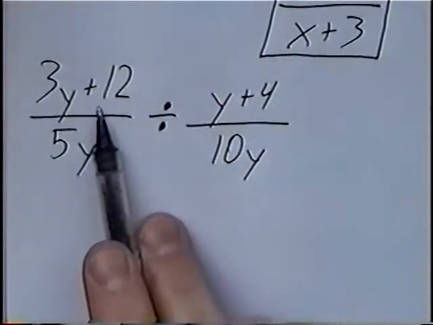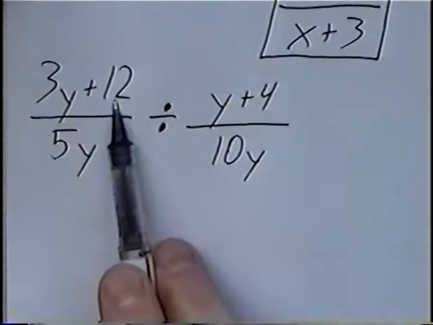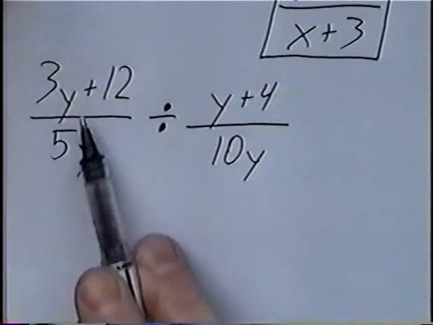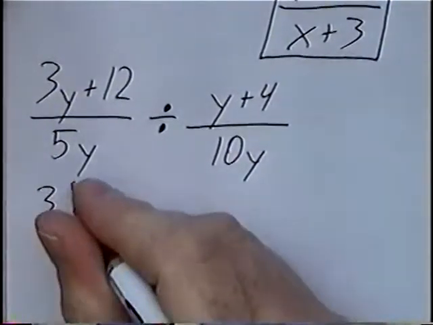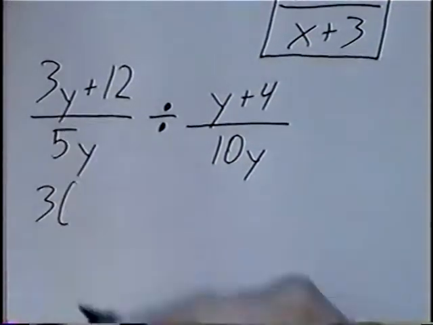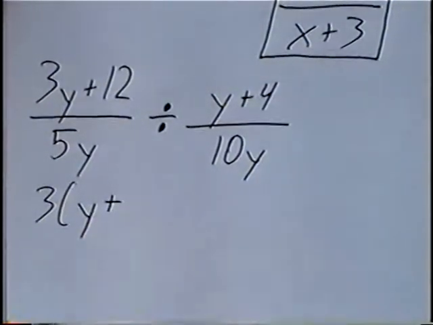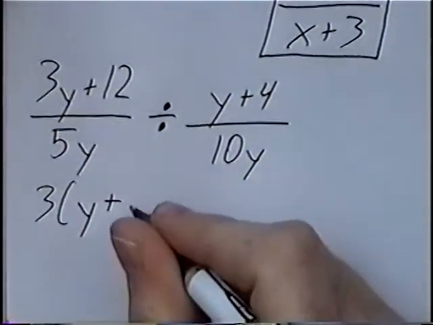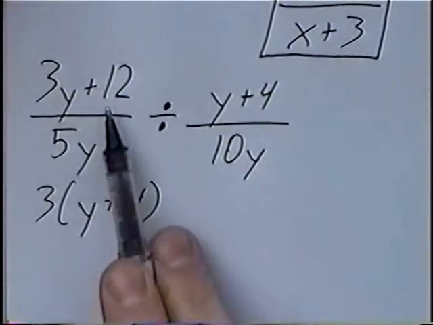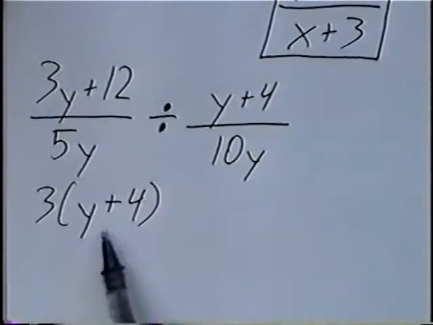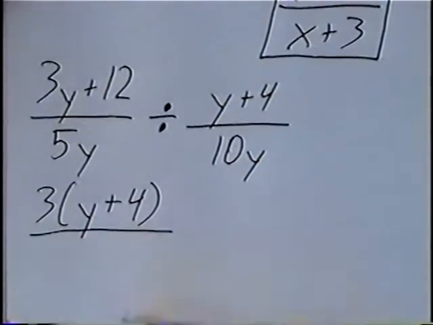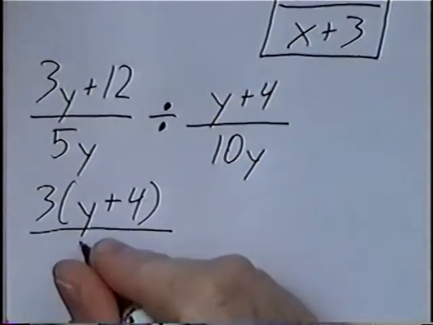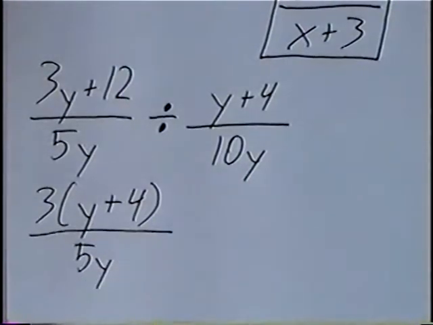When rewriting, we want to factor when possible. We have 3y plus 12. If we factor that, we take a 3 out of each. Dividing by 3, we'll be left with y. And 12 dividing by 3, we'll have 4. So 3y plus 12 factors to 3 times y plus 4. Divided by 5y stays the same, as it cannot be factored.